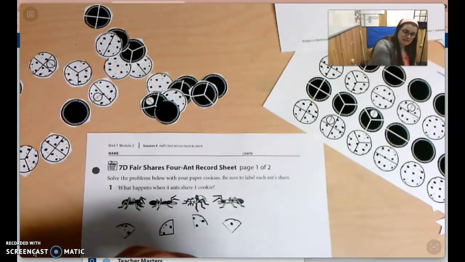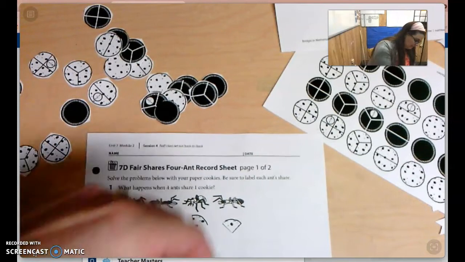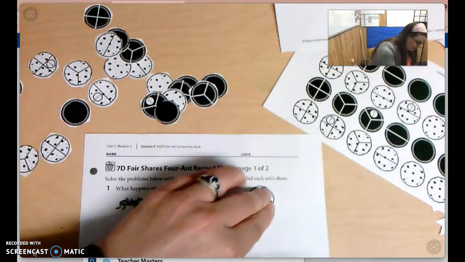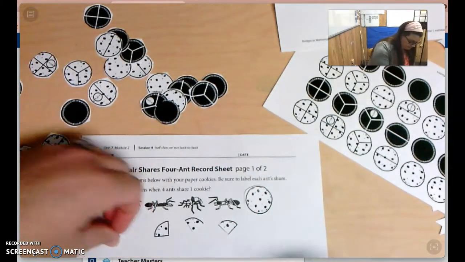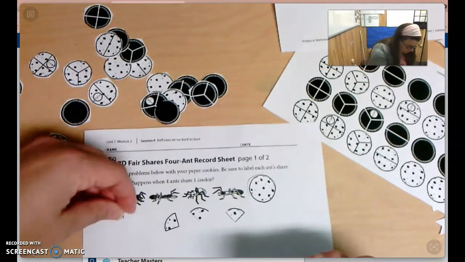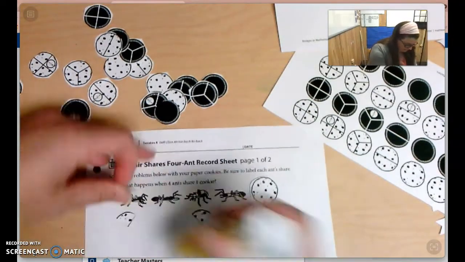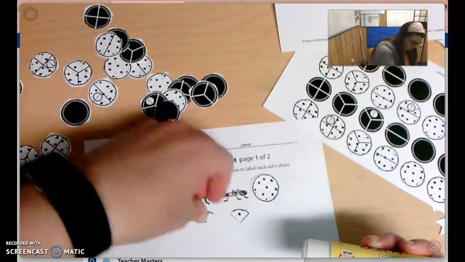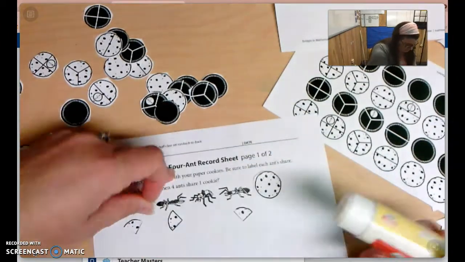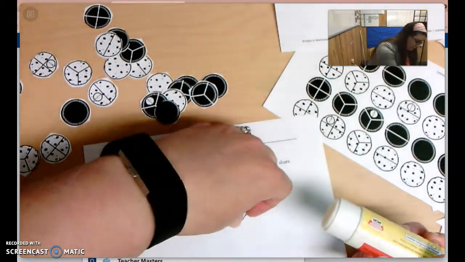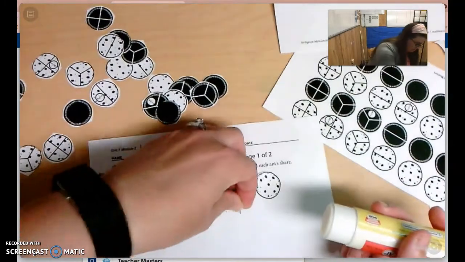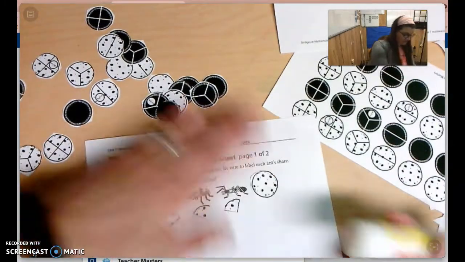So I'm going to take my glue stick. And I'm going to glue that down. And then I'll glue these pieces down. You can color them if you'd like. I think if I were you, I would color them. And in my demo, I'm not. Okay, so there's my first one.